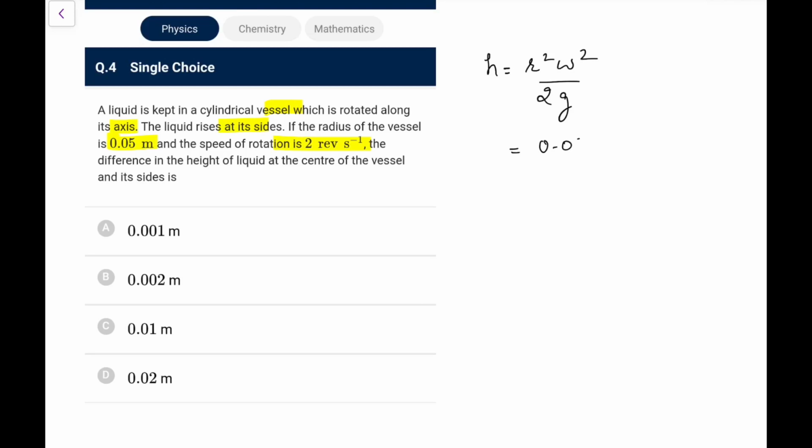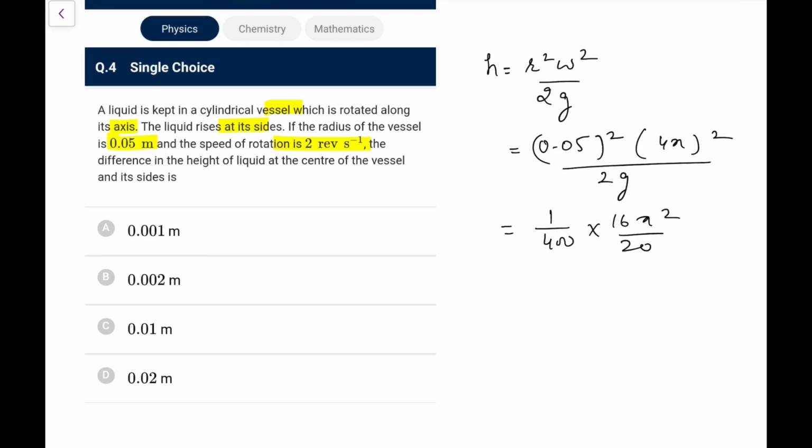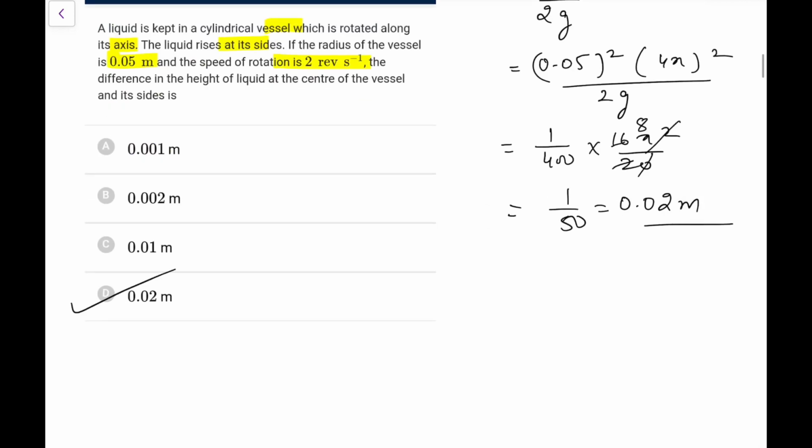So what is this H we are searching for? The radius is 0.05 squared. Omega is 4 pi radian per second, whole square, divided by 2G. So it is 1 by 20, so 1 by 400 I can write. This is 16 pi square, this is 20 I can write. So what we are left with, pi square is cancelled with 10 typically in these cases. This is 8, this is 1 by 50, 1 by 50 is 0.02 meters. Go for option D.